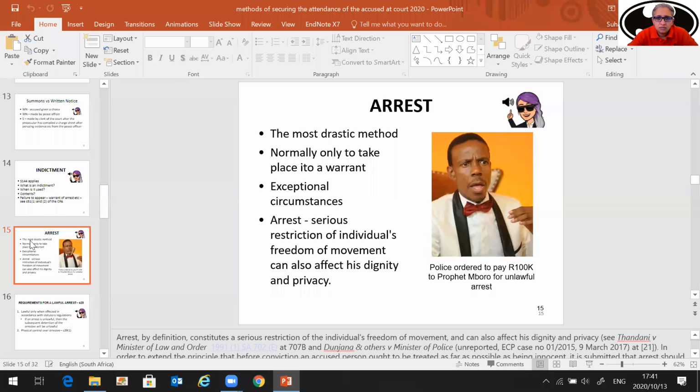What is an arrest? An arrest is also another means of securing the attendance of an accused at court. Okay, and I just said another means, but it's also the most drastic means. Drastic in the sense that of all of the options available to a peace officer, an arrest is the one that violates against the suspect or the accused person's constitutional rights the most. What happens when someone is being arrested? Describe that to me, if you can.